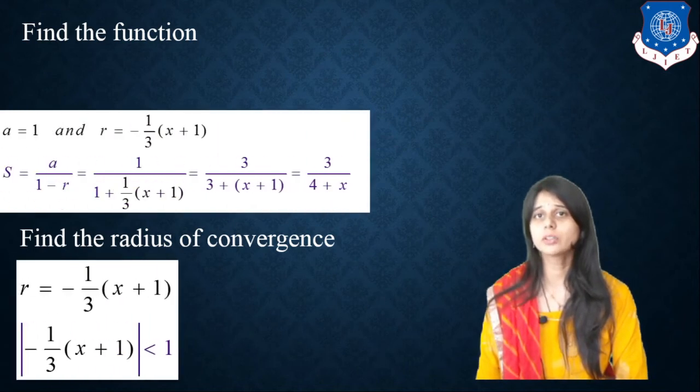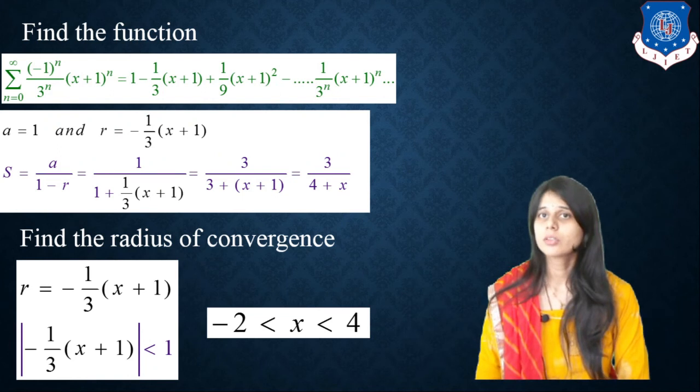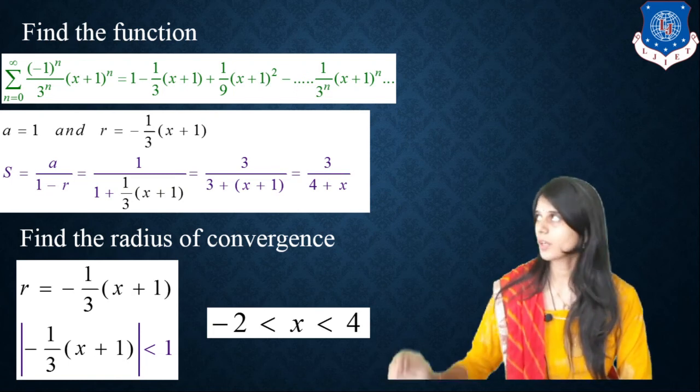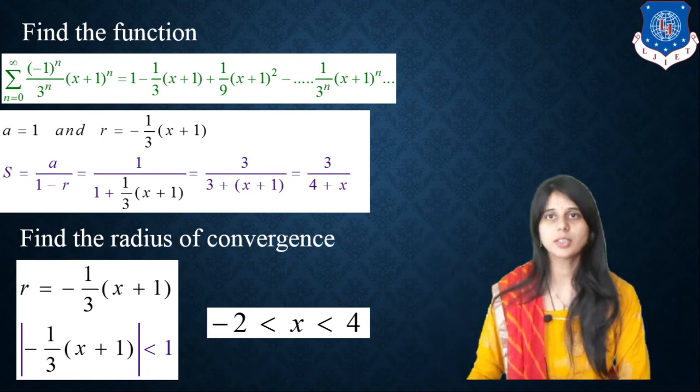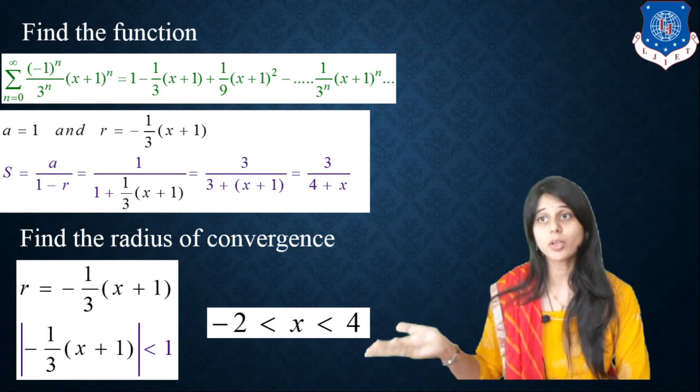Now find the function. For finding the function, the test is the geometric test. So we get r equal to minus 1 by 3 times x plus 1. First, a is the first term, r is the ratio. Applying the geometric sum, a upon 1 minus r, we get 1 upon 1 plus 1 by 3 times x plus 1. So this is 3 by 4 plus x. Now it depends on x.